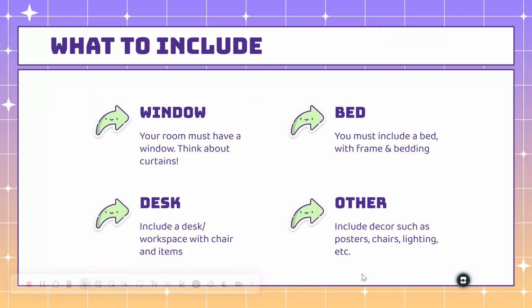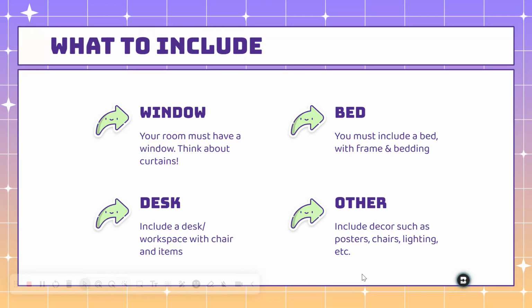Think about curtains. You need to have a bed. What's the bed frame going to look like? Is it going to be a bookshelf? Is it going to be a fun bed frame? Is it going to be simple? Is it going to have like wood texture? Make sure you include your pillow and blanket. Don't forget a desk or a workspace that you're going to be at and some kind of chair.